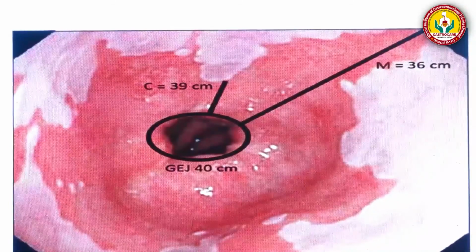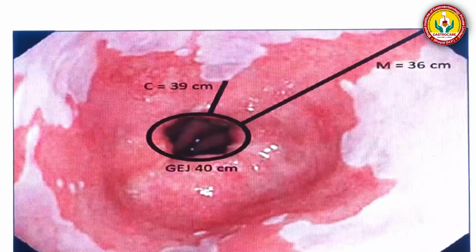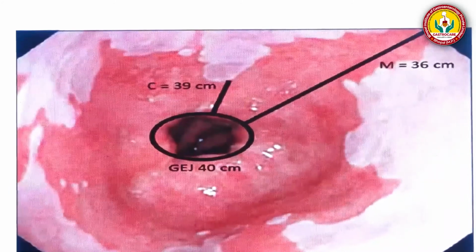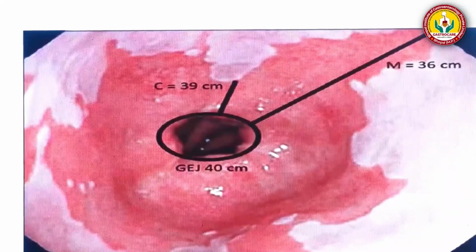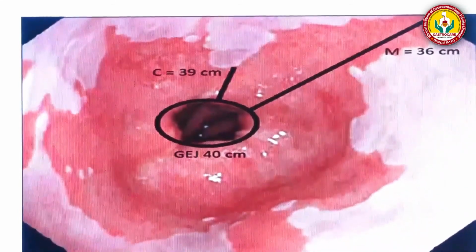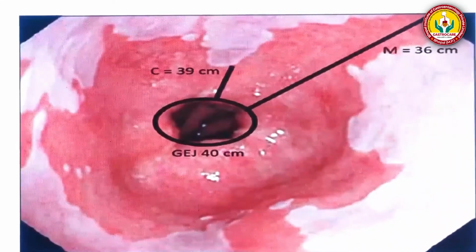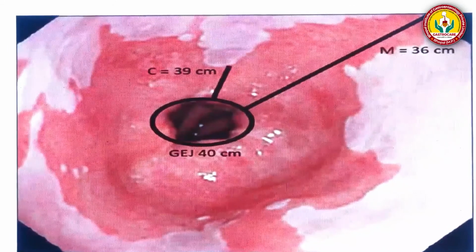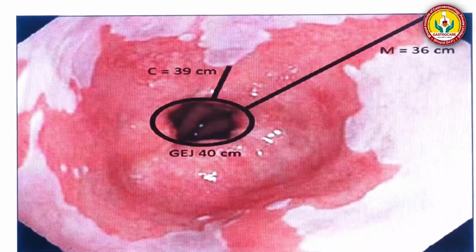We also like to document the measurement, how much of it is circumferential, how much is the maximum extent. This is basically for us to follow up these patients more than it has an absolute relevance, though we know that the longer the segment of Barrett's, the more the risk for cancer.